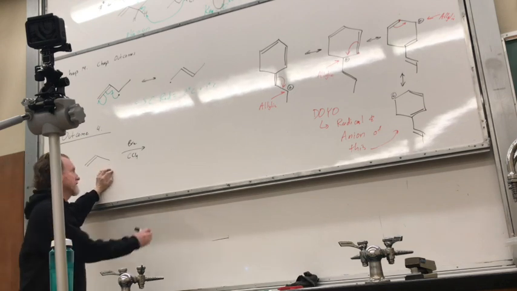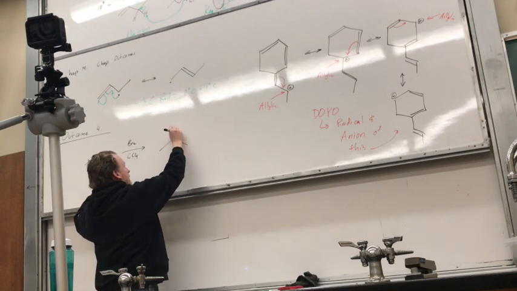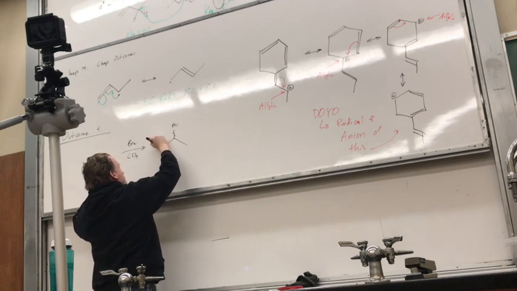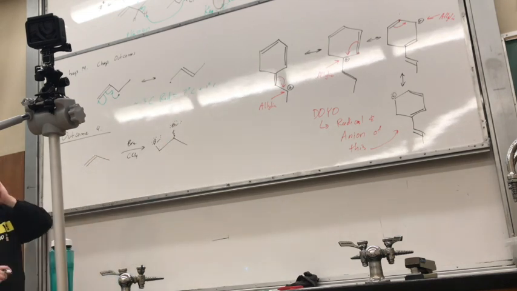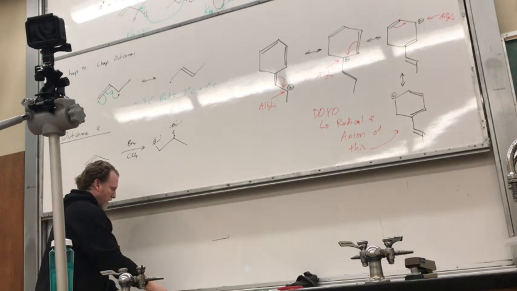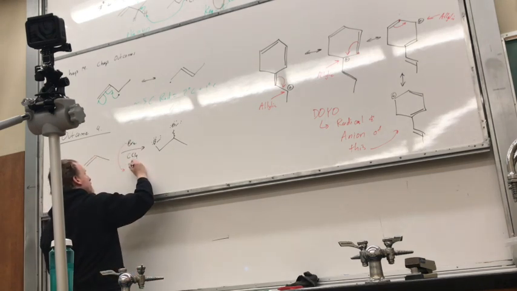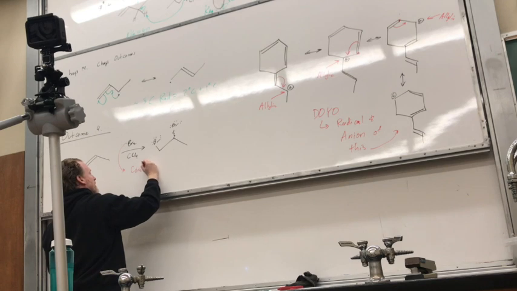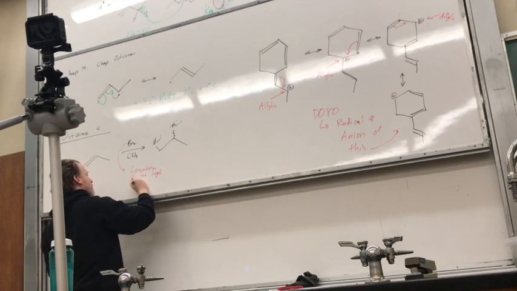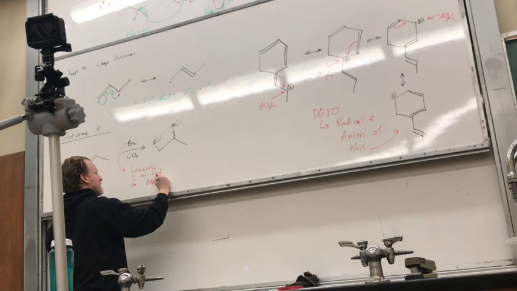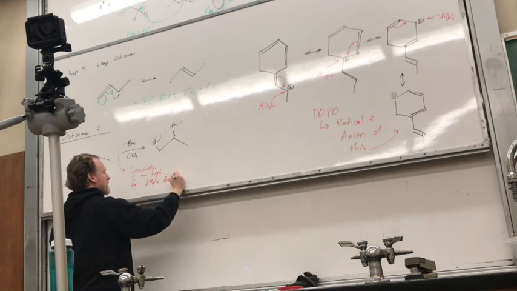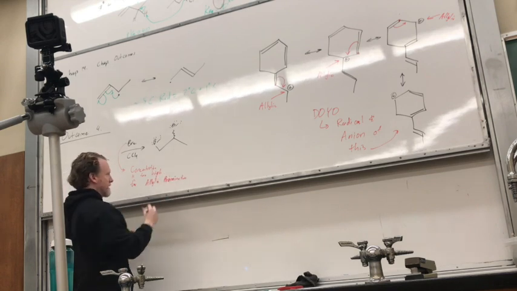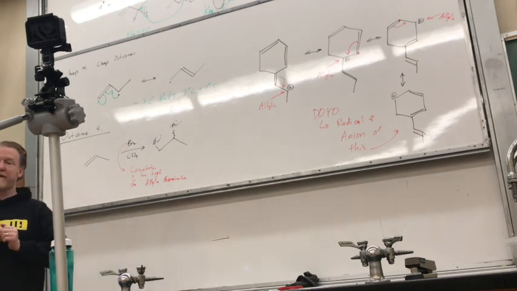Yeah, something else happens. You're going to get anti-addition across the pi bond. And the reason for that is the concentration of bromine is too high for allylic bromination. It's just too high of a concentration. It'll just run into the pi bond and react there.